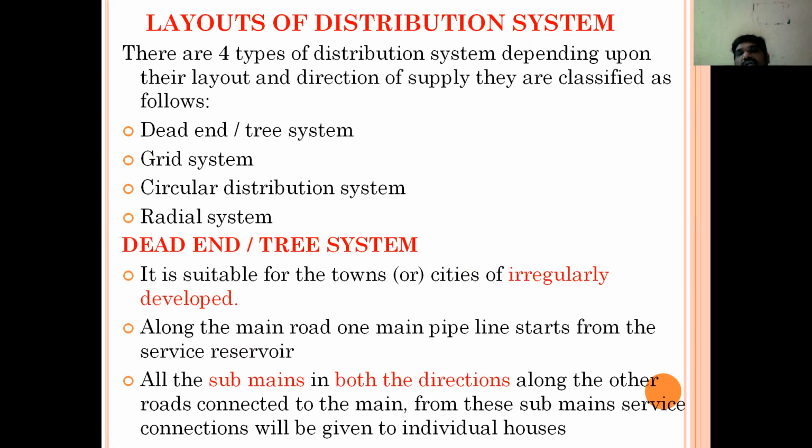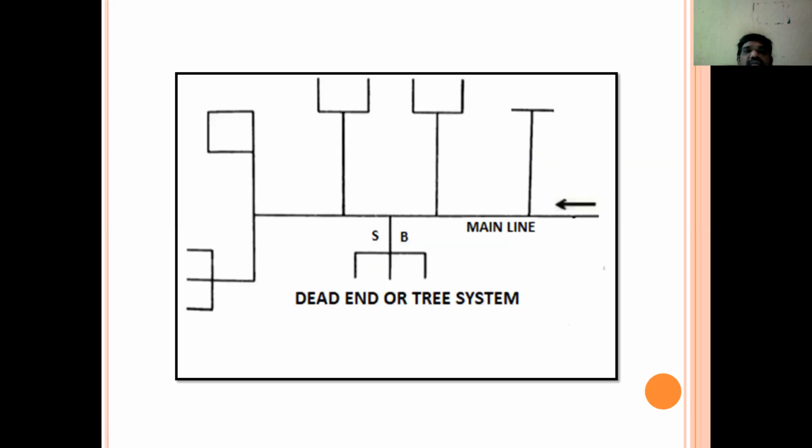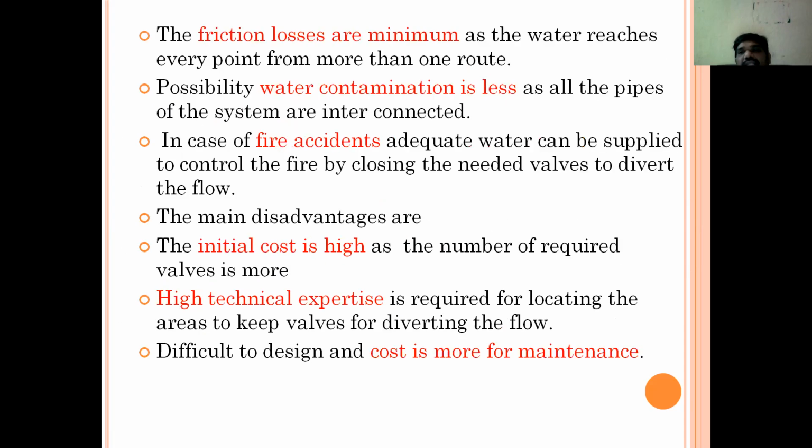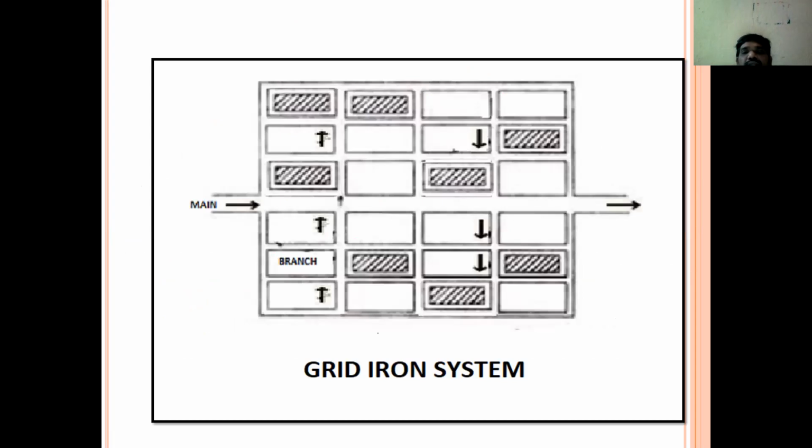We are discussing layouts of distribution systems, and the next one is the grid system. This is also familiar as the rectangular system, and it is more convenient for towns developed with roads of rectangular layout. This is a very familiar system. Have a look over here.